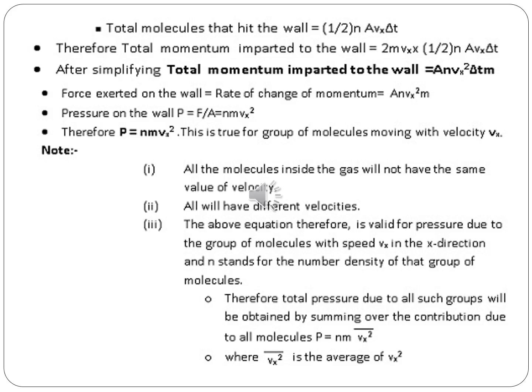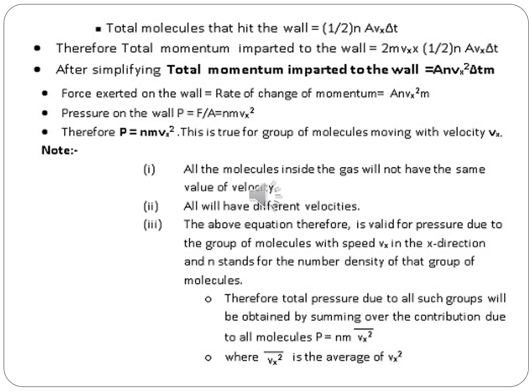Then, the total momentum imparted to the wall is equal to the momentum imparted to the wall due to a single molecule multiplied by the total number of molecules that hit the wall in time interval delta t, which is equal to 2mVx into 1 by 2 into n A Vx delta t. After simplifying, we get the total momentum imparted to the wall equal to A n Vx square delta t m.